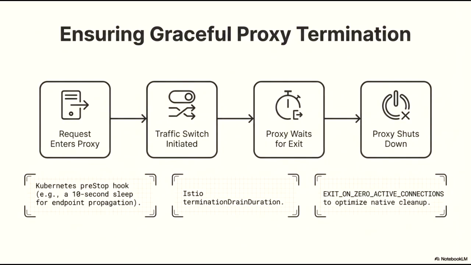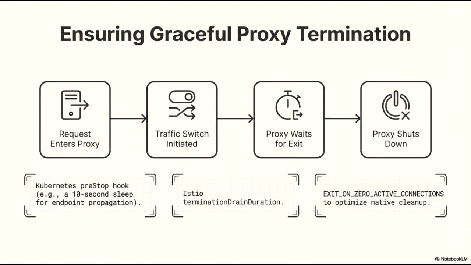Ensuring graceful proxy termination is essential for maintaining service reliability during pod lifecycle events. The process begins by utilizing a Kubernetes pre-stop hook, such as a 10-second sleep, which provides a necessary buffer for endpoint propagation across the cluster. This ensures that no new requests are routed to a pod that is already scheduled for termination.